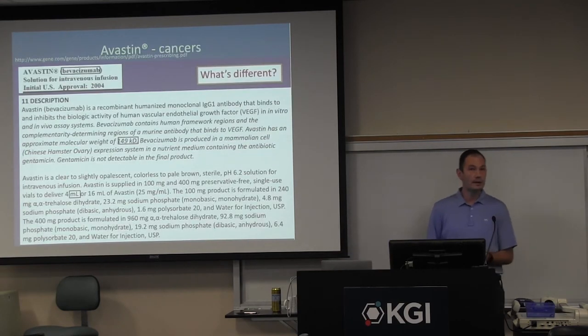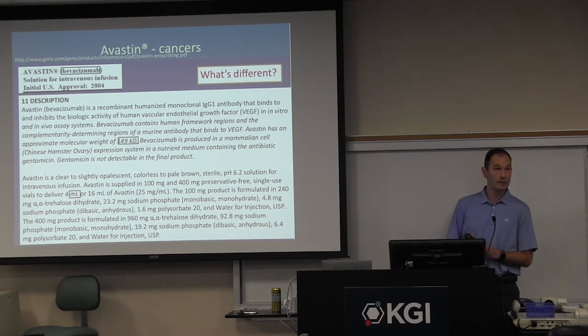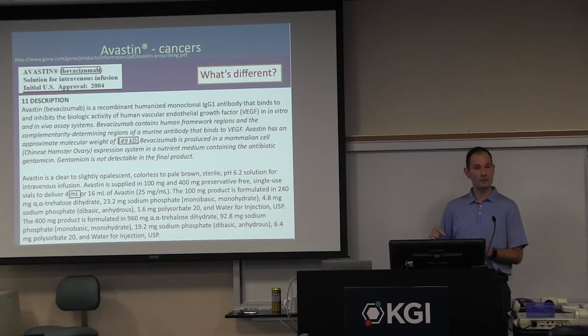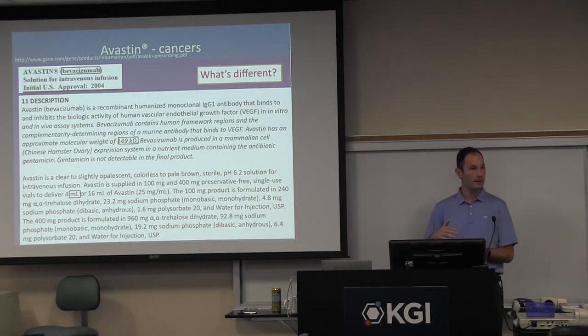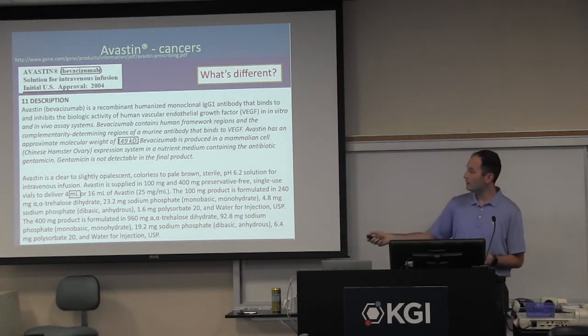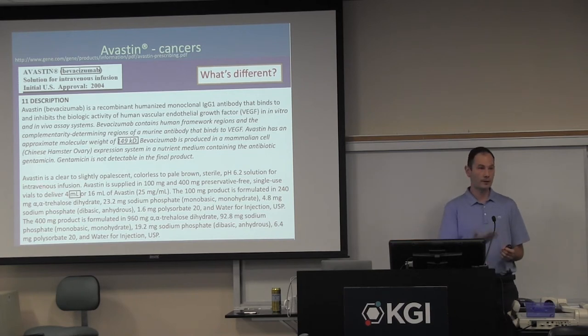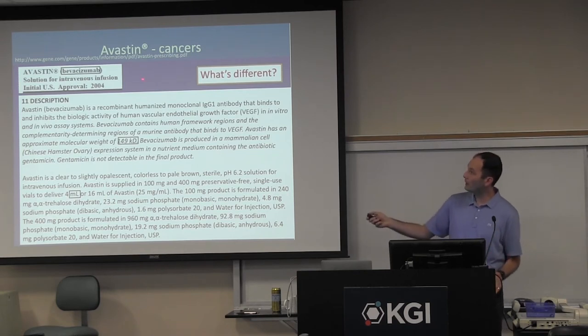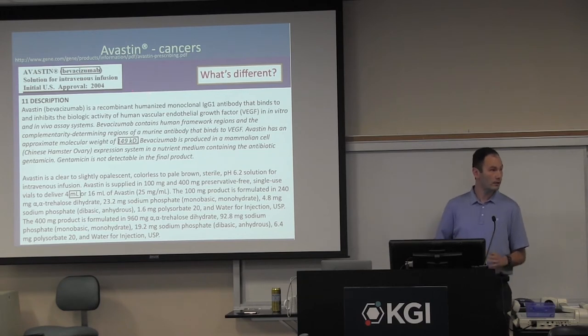Let's take a look at this one. This one is Avastin, the drug that cures cancer. There's no structure anymore. The size is 149 kilodaltons, which means 149 thousand daltons. So it's several orders of magnitude larger than the examples we've seen so far. And the dosage is no longer in weight, it's in volume. Just by looking at the name, you can guess that this is a monoclonal antibody. It's a protein, a large protein.